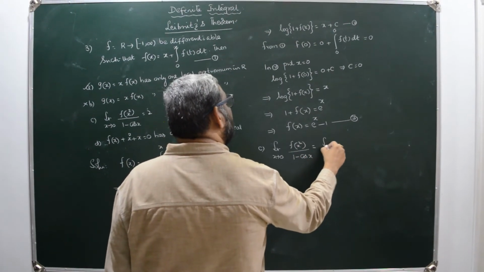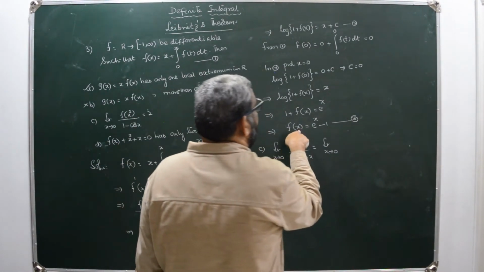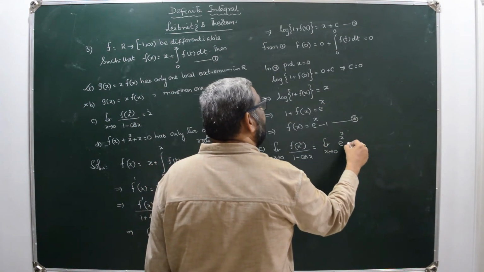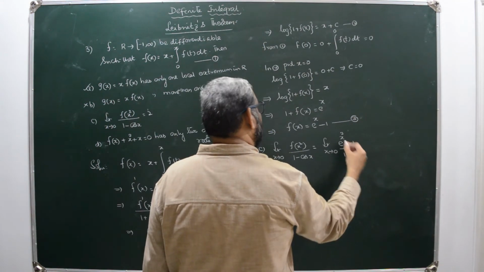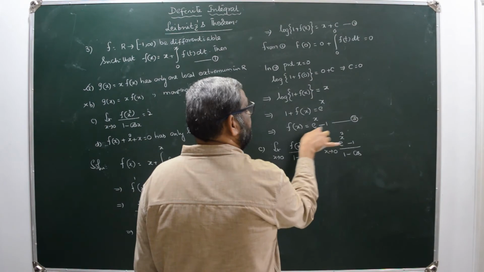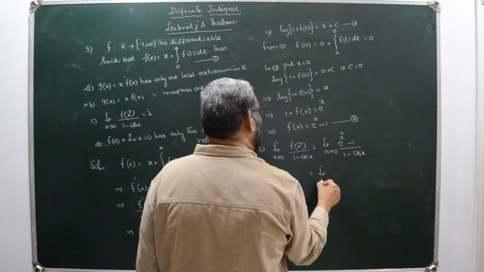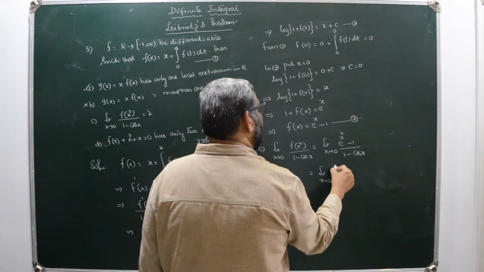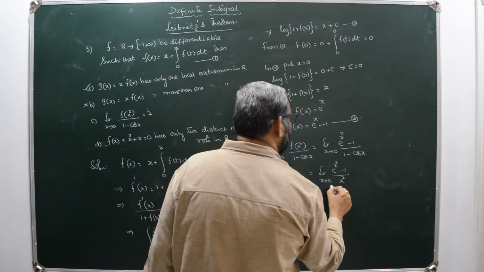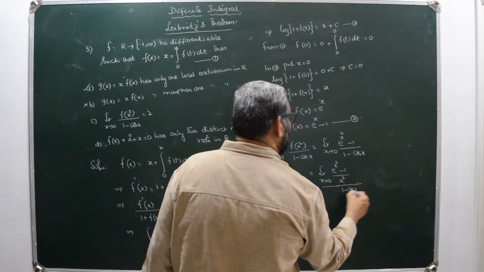This is limit x tends to 0, f of x square. We'll write x square in place of x in f of x. This is e power x square minus 1 by 1 minus cos x. Now I write it as limit x tends to 0, e power x square minus 1 by x square, by 1 minus cos x by x square.